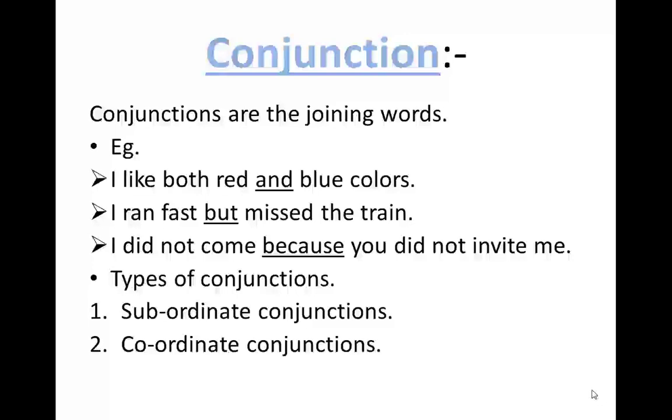Is it clear? Coordinate conjunctions are the conjunctions used to join two sentences where both parts of the sentence are important, are of equal rank, which means you cannot exclude or omit any part of that sentence. Both are of equal importance. And subordinate conjunctions are the ones that depend on each other, and then we use subordinate conjunctions.